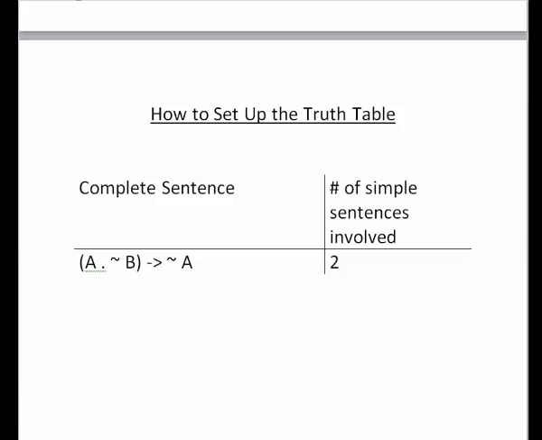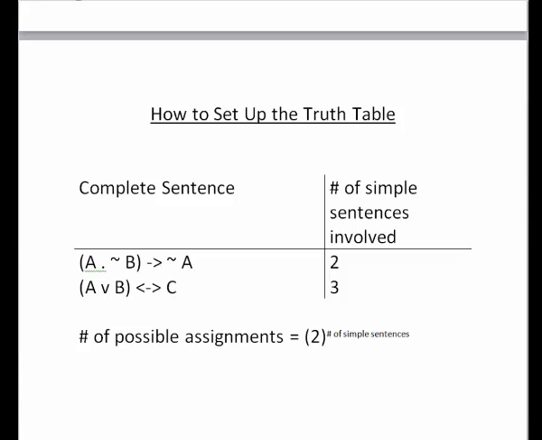And meanwhile, if we have a sentence like this one, A wedge B in parentheses double arrow C, then there are 3 simple sentences involved. Now, the number of possible assignments that you need to deal with is always determined by the number of simple sentences in the following way. You take 2 to the power of the number of simple sentences involved. Now, we could go into the reason why that's the formula. It involves the fact that there are 2 possible semantic values for each simple sentence, and so the number of possible assignments doubles each time you add another simple sentence. But let's leave that maybe for another time.